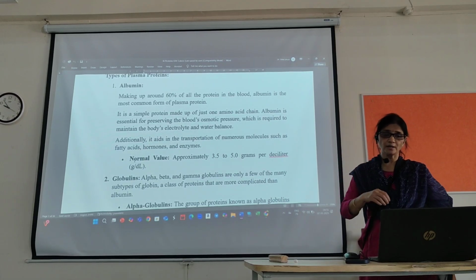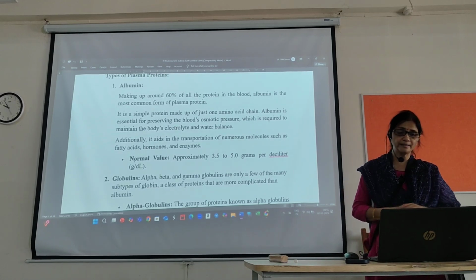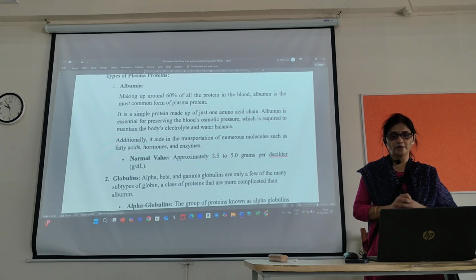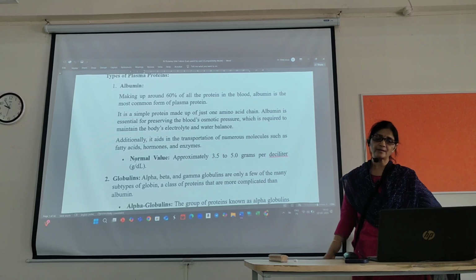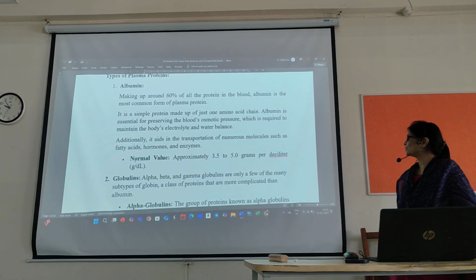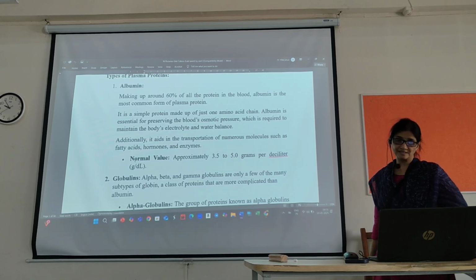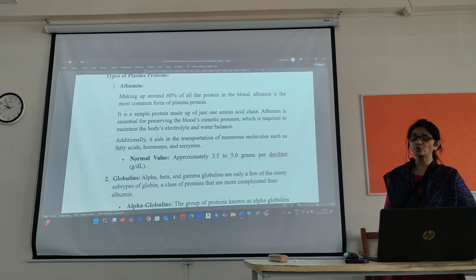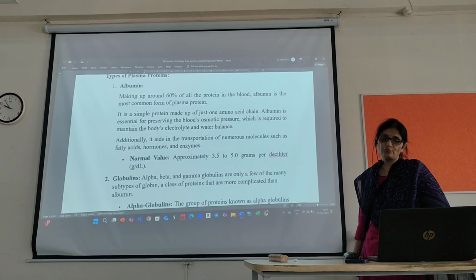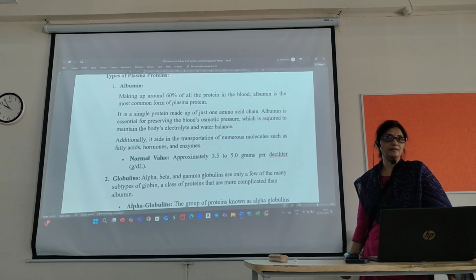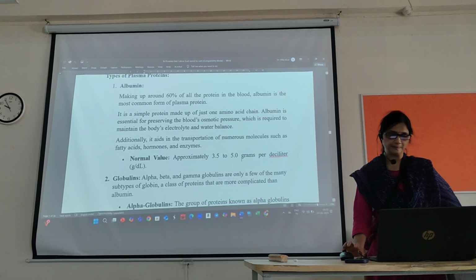Albumin is essential for preserving the blood's osmotic pressure, which is required to maintain the body's electrolyte and water balance. Additionally, it may help in the transportation of a number of molecules such as fatty acids, hormones and enzymes. This is albumin, and the normal range in the blood is approximately 3.5 to 5 gram per deciliter.